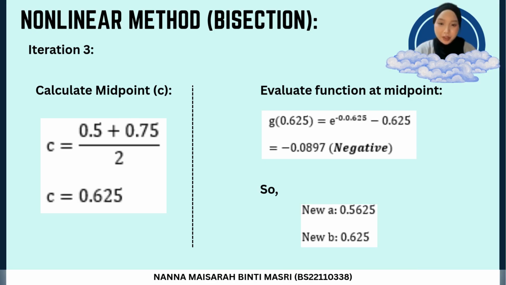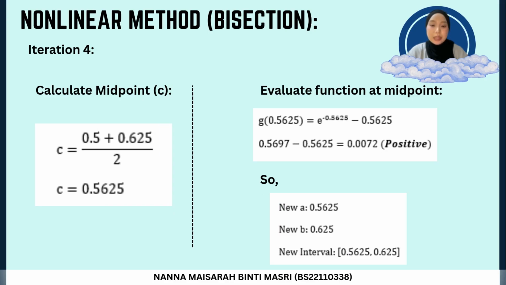For iteration 3, I calculated the new midpoint between 0.5 and 0.75, which is 0.625. I evaluated the function at 0.625 and the result was negative 0.089. Because it is negative, I had to replace the upper bound b again, so my interval narrowed down to 0.5, 0.625.